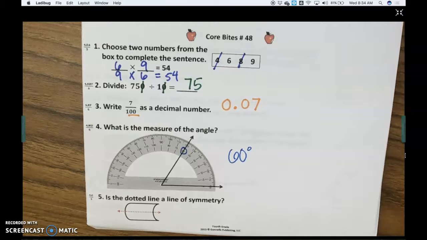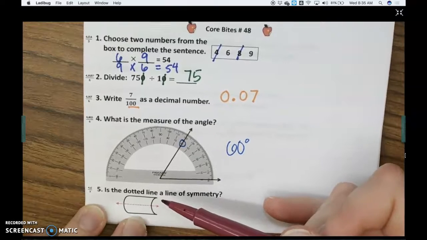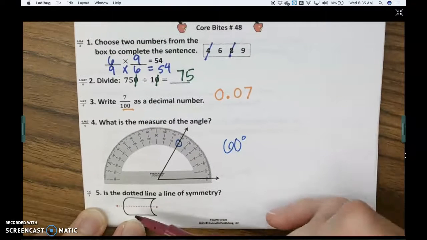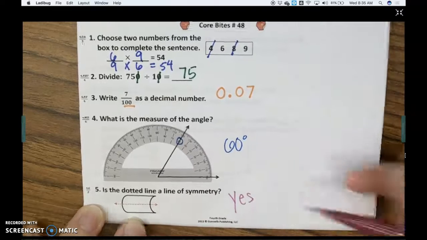And then your last question is about symmetry. So it's asking, to me it looks like it's part of a paper towel roll, and you just cut down the middle. So if you fold it over, of course, it's going to be equal. So the answer for the line of symmetry is yes.